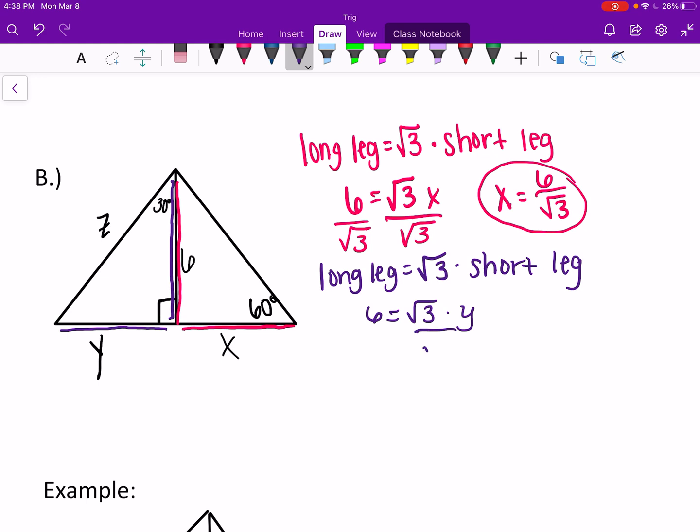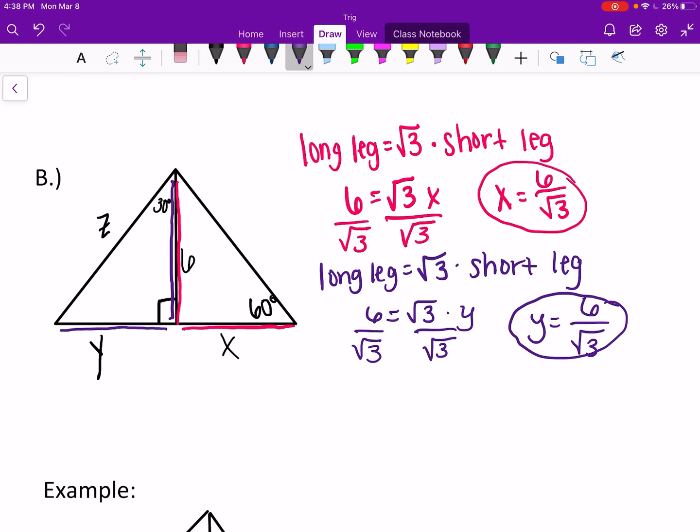So if we divide both sides by the square root of 3, you'll see that y is the same value as x. We get 6 divided by the square root of 3. And this works for now. If you want to type it in and find a decimal, you may do that.